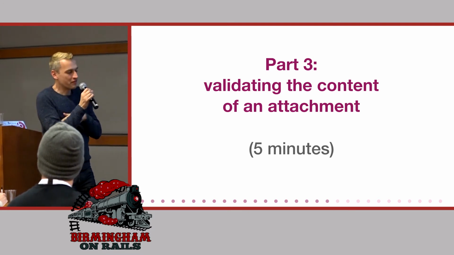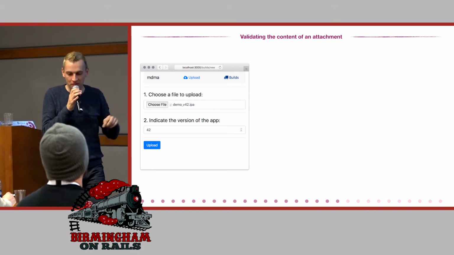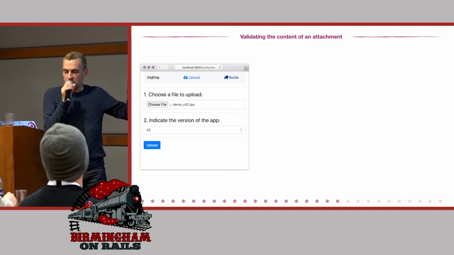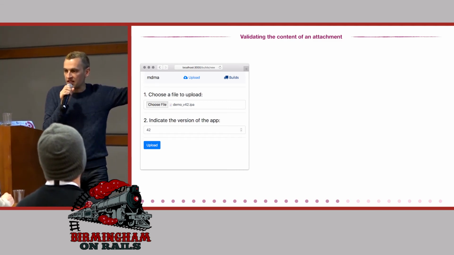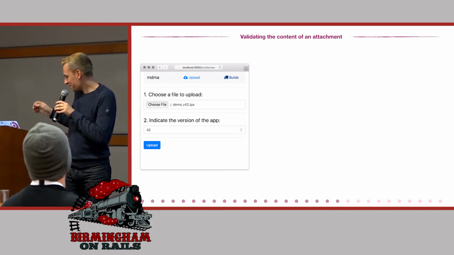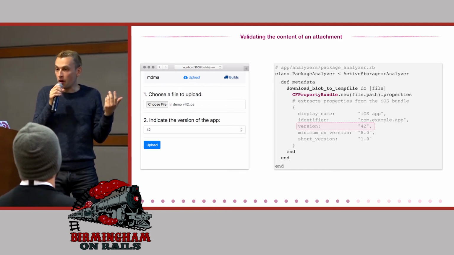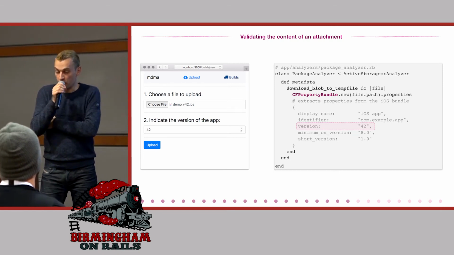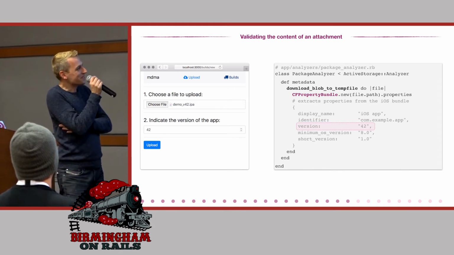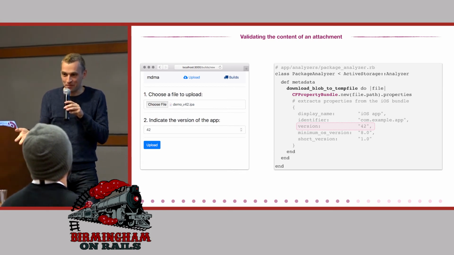So for the very last part, I'm going to go back to this form. This is the one that I showed at the beginning. This is where we ask iOS developers to upload a package and tell us which version of the iOS app they are uploading. However, the version of the app is one of those properties that we can extract from the package itself. It's one of those metadata. So the question is, do we have to ask users to type it? Because it's inside the package.